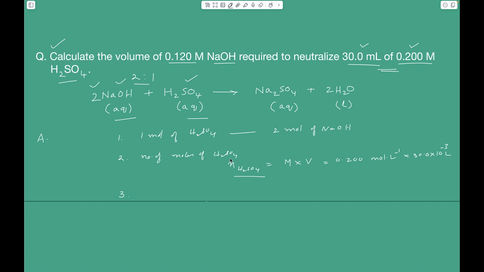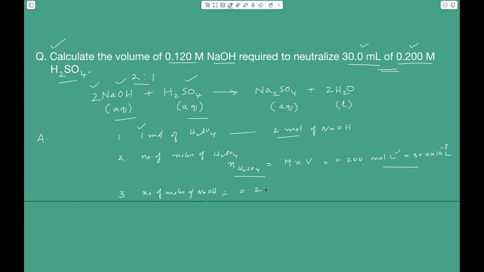Now, from the number of moles of sulfuric acid taken for the reaction in the form of this solution, can we calculate the number of moles of sodium hydroxide required to react with it? Yes, we have this relationship, right? So, if 1 mole of sulfuric acid requires 2 moles of sodium hydroxide, these many moles of sulfuric acid require how many moles of sodium hydroxide? So, the number of moles of sodium hydroxide required is this multiplied with 2 over 1, right?